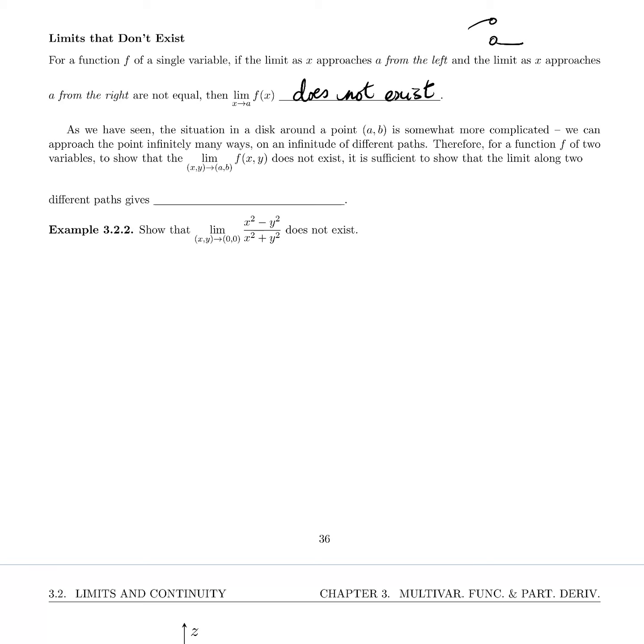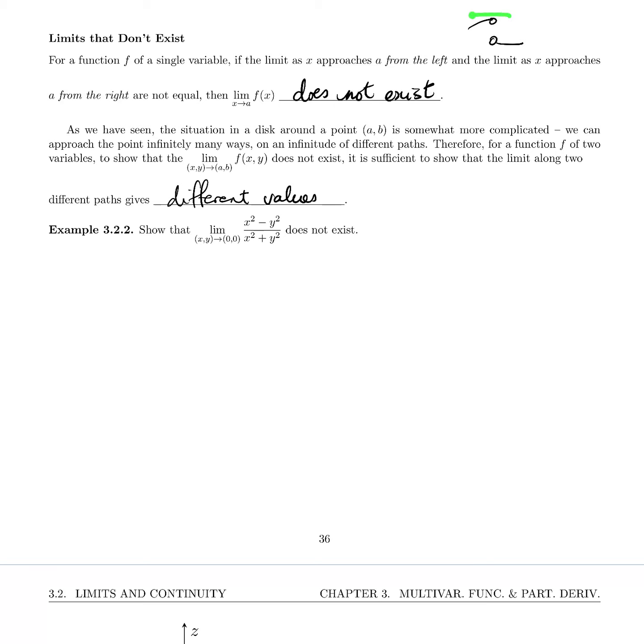An analogous situation in functions of two variables is, however, somewhat more complicated because when we're talking about a disk, we can approach the point (a, b) in infinitely many different ways on an infinitude of different paths. To show that the limit as (x, y) approaches (a, b) of f of (x, y) does not exist, it is sufficient to find two out of those infinitely many different paths, any two that give different values. If you can find two different approaches to the point (a, b) that give two different limit values, then the limit does not exist.